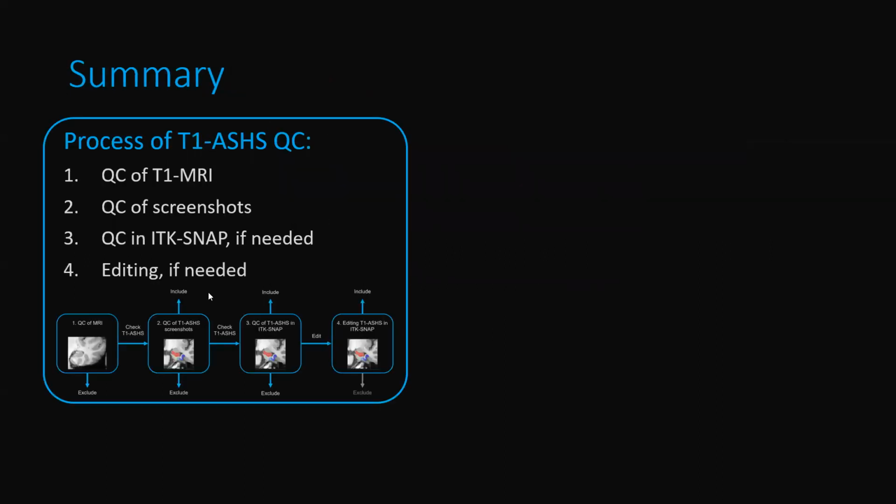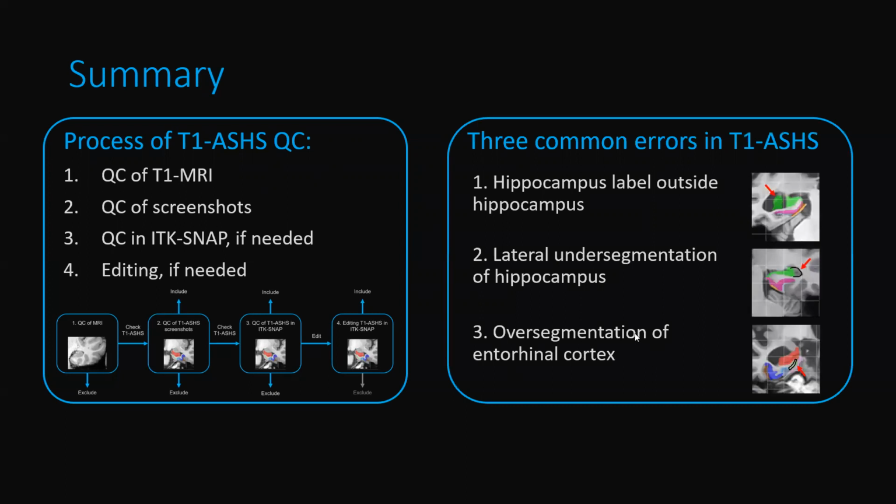So to summarize, the process of QC that I use is starting with the T1 MRI and looking at the screenshots for the ASHS, then look at ITK-SNAP for cases where you want to check a little bit more in detail if it's okay or not, and then dependent on your study design, you could also do editing. Then I showed 3 common errors with T1-ASHS. One is the hippocampus label outside the hippocampus. One is lateral undersegmentation of the hippocampus, and one is oversegmentation of the entorhinal cortex.